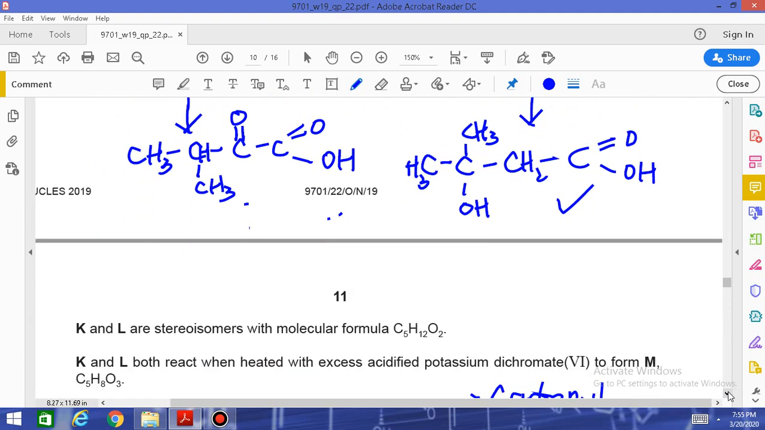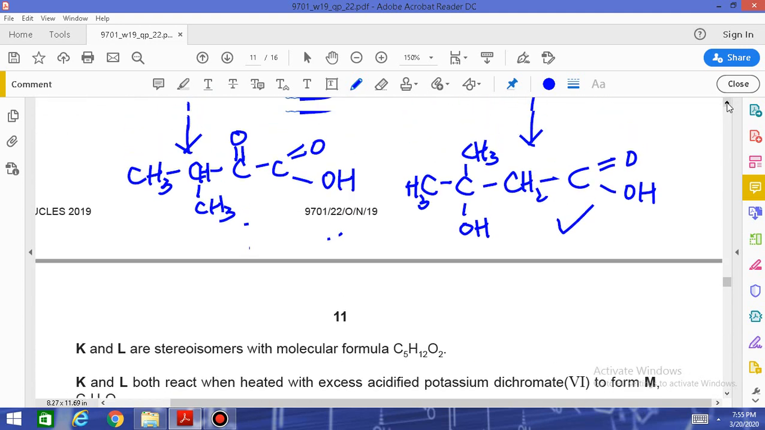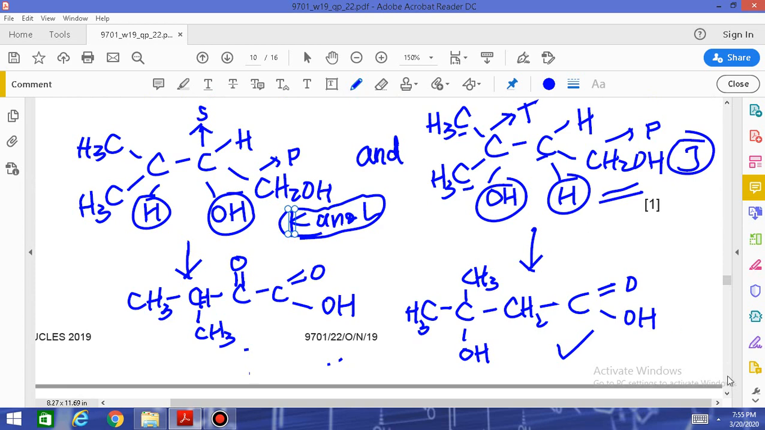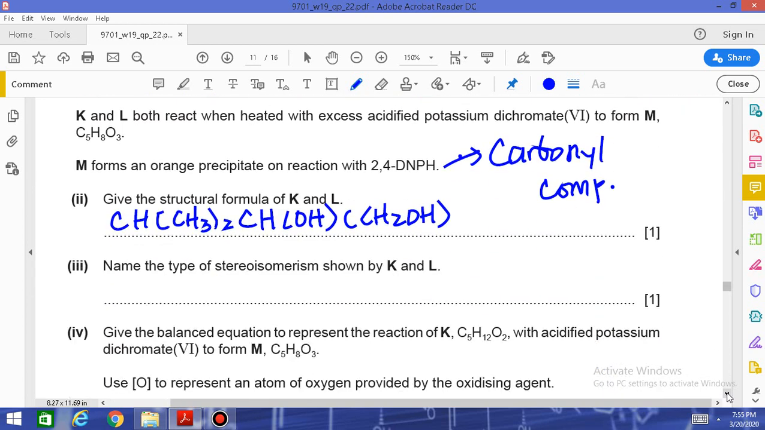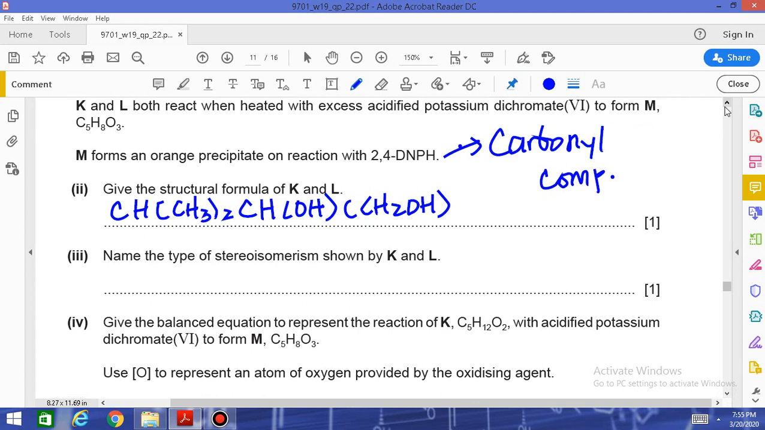CH3, CH3, CHOH, and CH2OH. Okay, now name the type of stereoisomerism shown by K and L.